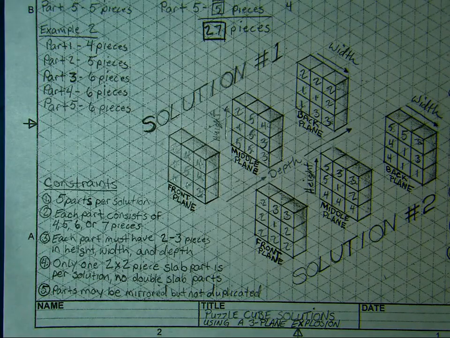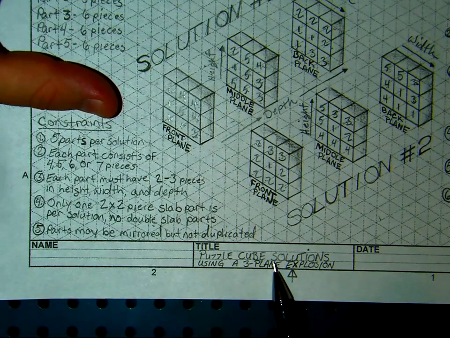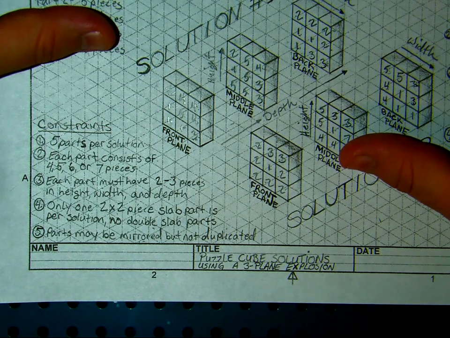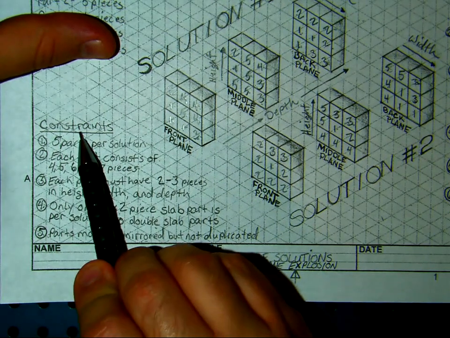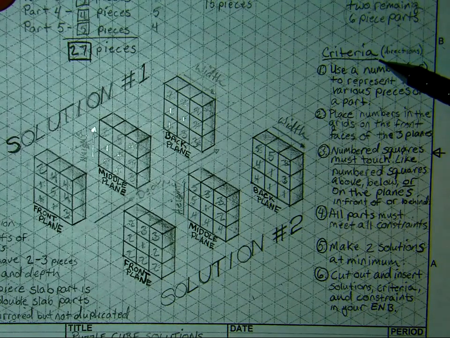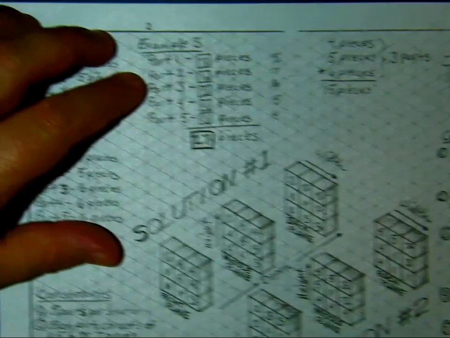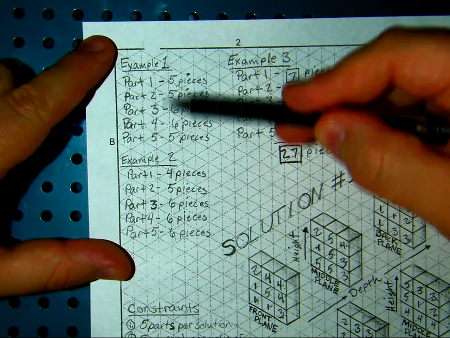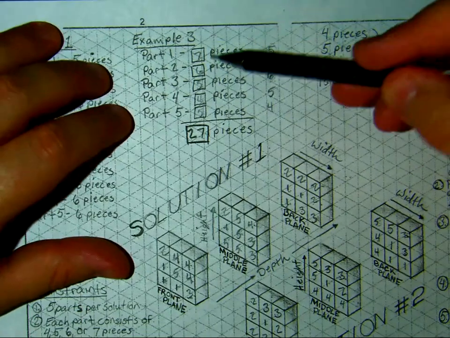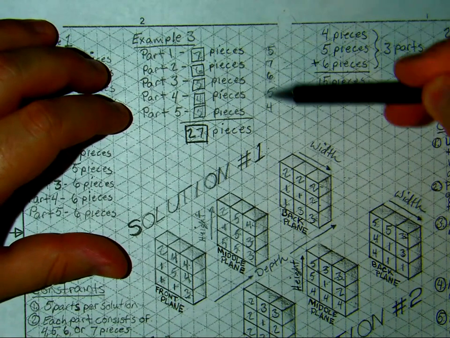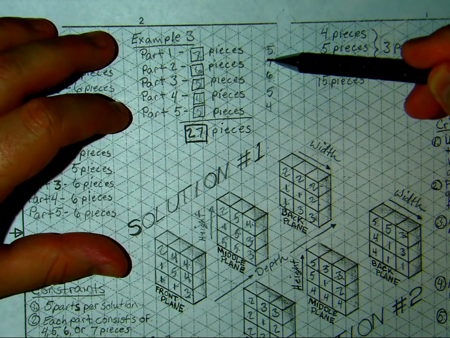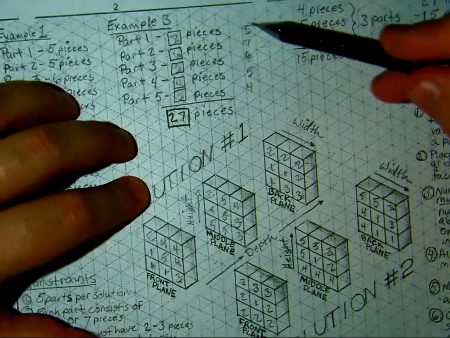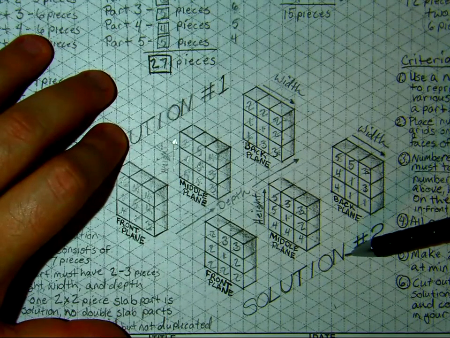This video is all about how to use your puzzle cube solution, which we'll also refer to a lot of times as a three-plane explosion. It consists of a few different things: constraints, criteria, which are like your directions, two different examples of how pieces could be put together using numbers, a third example where you'll fill in the numbers, and beside it, a fourth example where you'll fill in more numbers. For this, example 3 is my solution 1, and this example over here on the right is my solution 2.